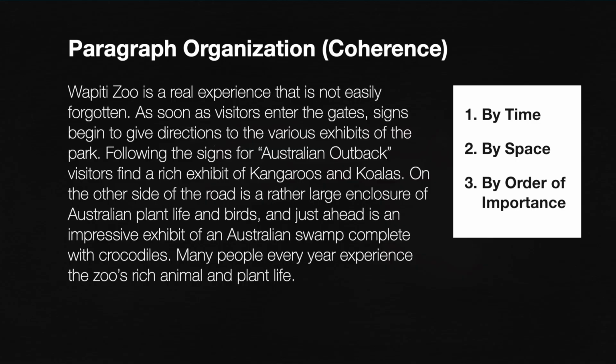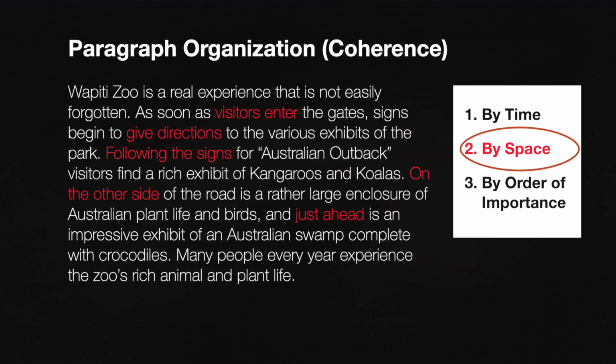In this paragraph, the writer walks us through the park. He uses words like visitors enter, give directions, following the signs, on the other side, and so on and so forth. He is clearly organizing his paragraph by space.